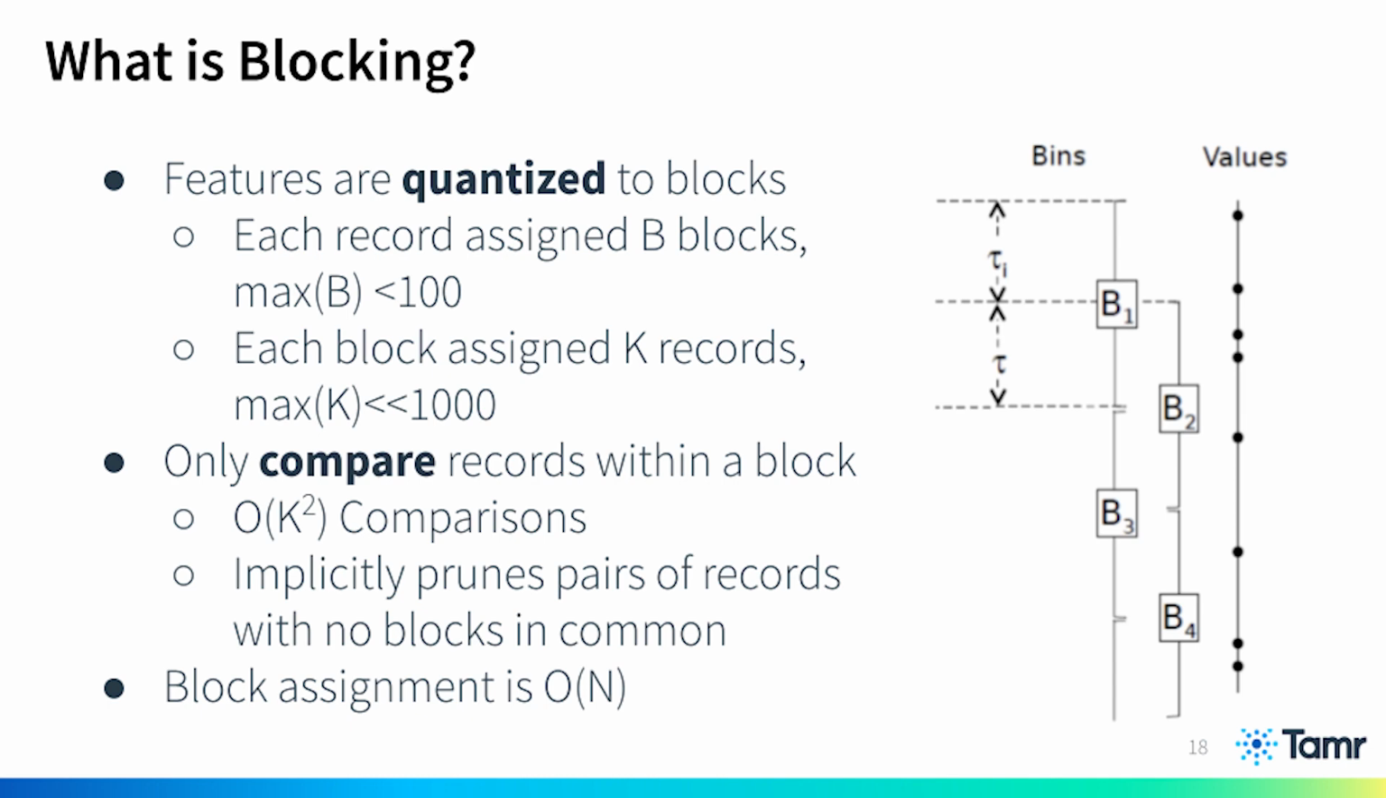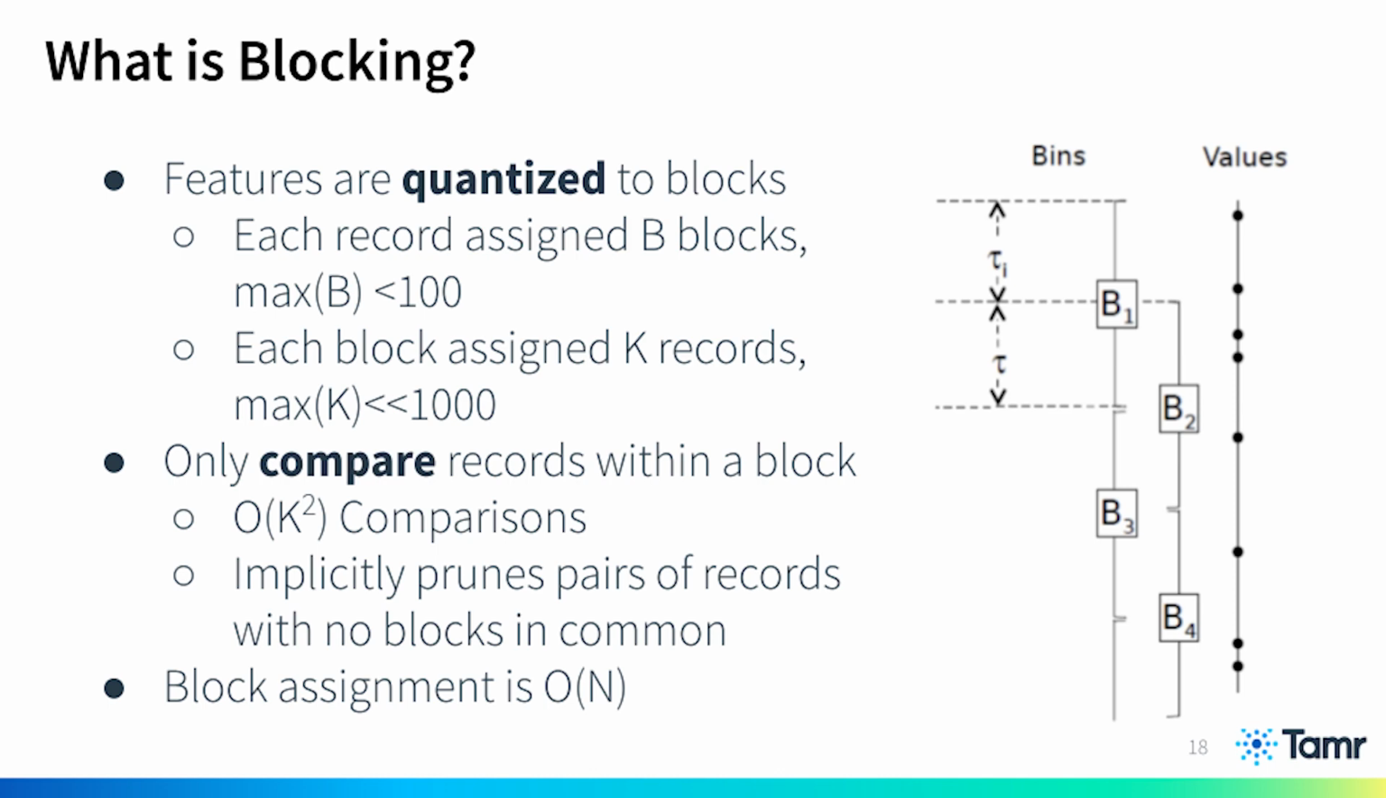So what is blocking? Blocking quantizes features into overlapping blocks. Each record is going to be assigned to multiple blocks, call it B blocks, and we would like each record to be assigned to some number fewer than 100 blocks. Conversely, each block is assigned some number K of records. These are the records that we're going to compare to each other. These are the possible matches, and we would like the maximum number of records in a given block to be much less than 1,000. 10 is ideal.